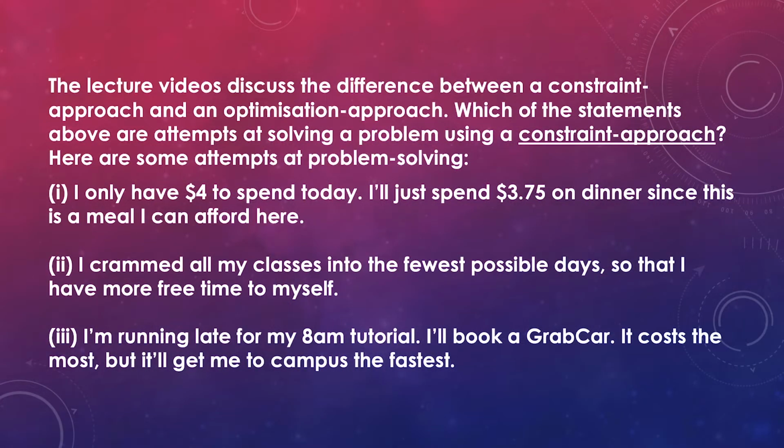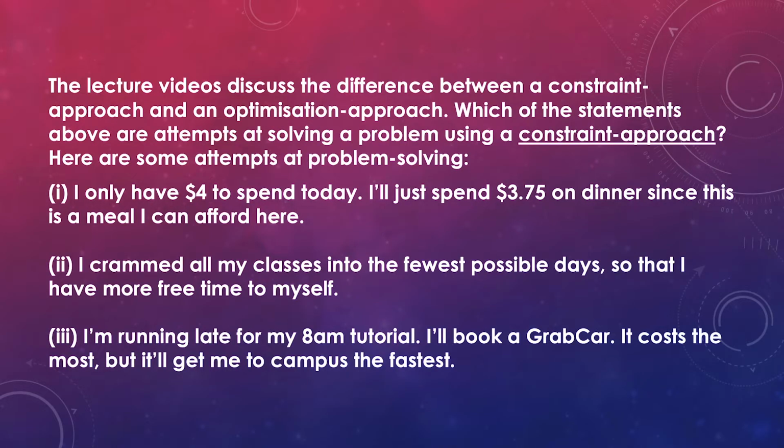I have $4 to spend today. I'll just spend $3.75 on dinner since this is a meal I can afford here. There is no explicit intention to maximize or minimize, right? When you're optimizing, you're trying to maximize or minimize. Here, you're not doing anything of that sort. It so happens that this food is $3.75. Okay, next one. I cram all my classes into the fewest possible days so that I have more free time to myself. Notice the use of the words fewest possible days, yeah? Fewest is an explicit intention to optimize, yeah?